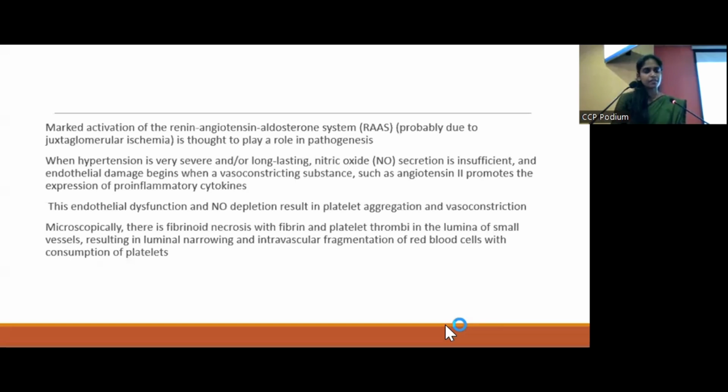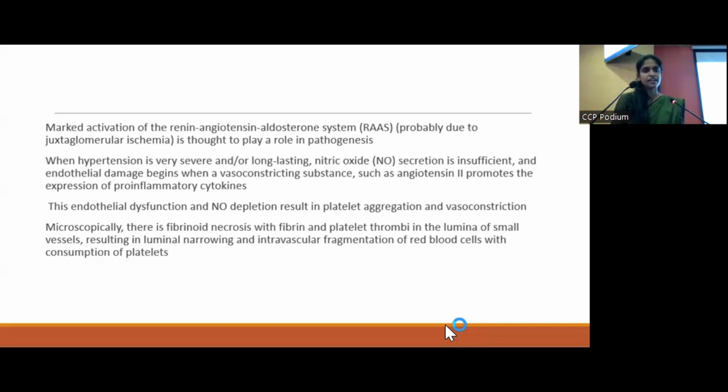In hypertensive microangiopathy, marked activation of the renin-angiotensin-aldosterone system is thought to play a key role in the pathogenesis. Angiotensin 2 production is increased because of the activation of the RAS, and it is a potent vasoconstrictor. In addition, when the hypertension is very severe, there is deficient nitric oxide production, which is a potent vasodilator. Because of this imbalance, there is expression of pro-inflammatory cytokines and endothelial dysfunction. It can cause platelet aggregation and vasoconstriction.